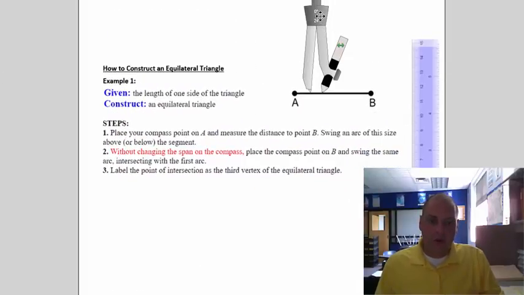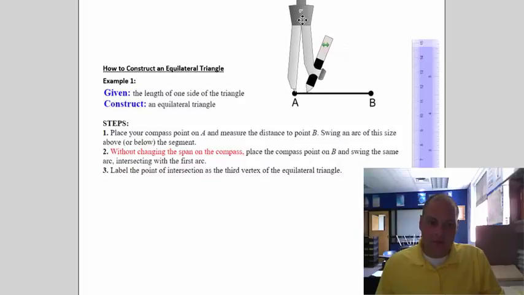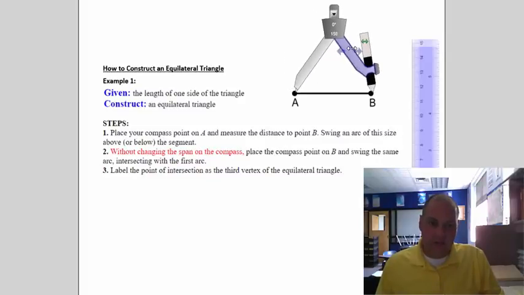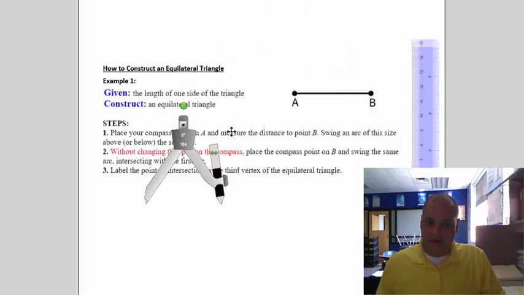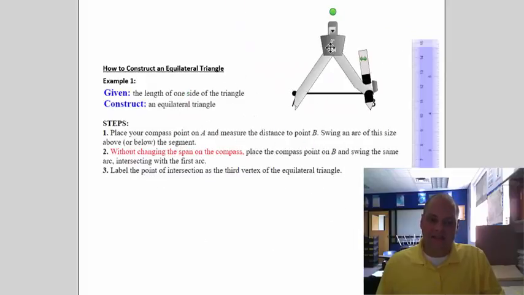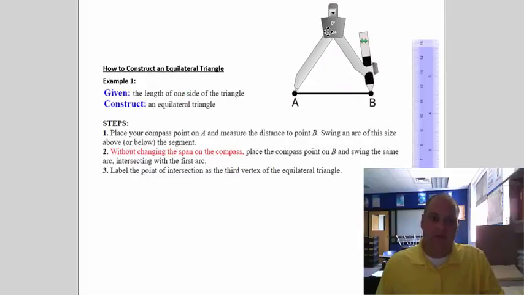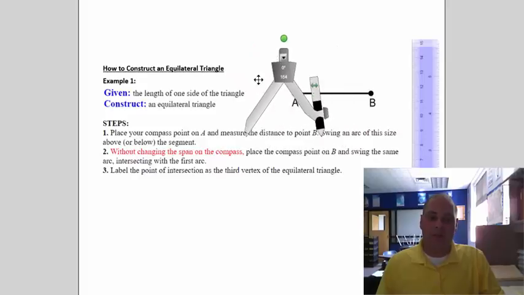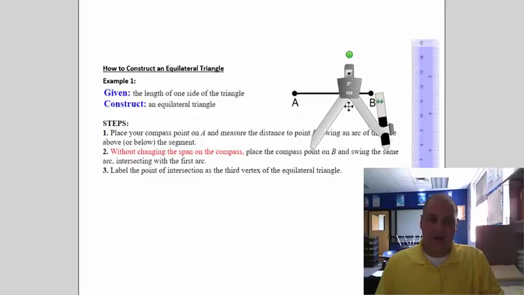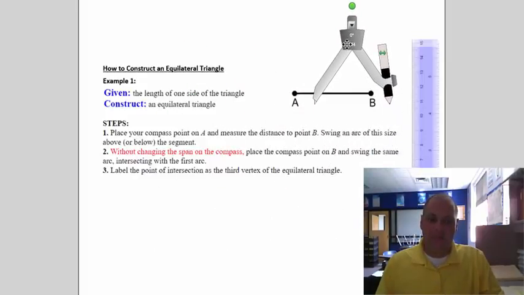Okay, so compass point on A, and then I'm going to move the pencil to B. Everybody see what I just did? Right there, see this compass? I'm moving it all around, but I still have the length of A to B. So I measured A to B with my compass. Here it is. I'm going to keep that setting right there.